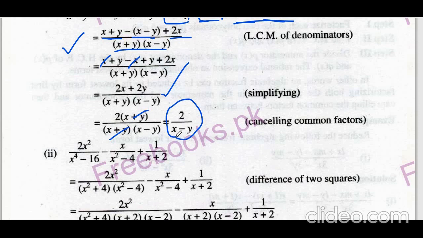We can't add or subtract any factors. All are terms which cannot be factorized. This is the simplified form of the expression. Now this is the way you can subtract or add rational expressions.